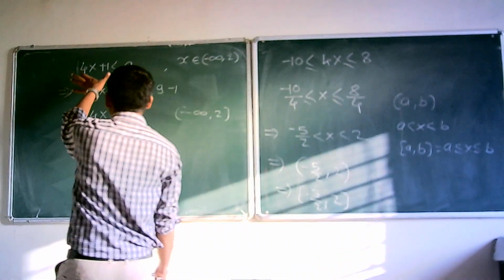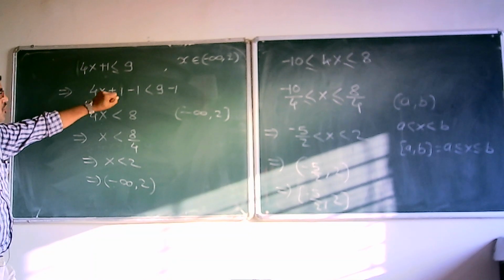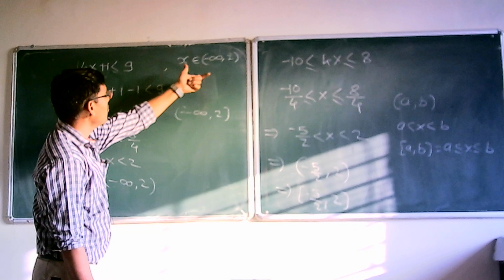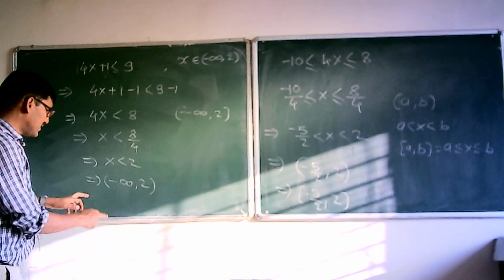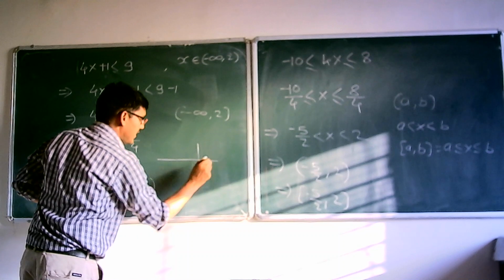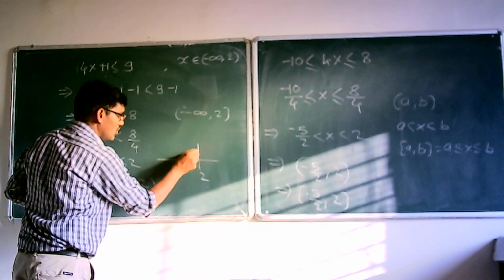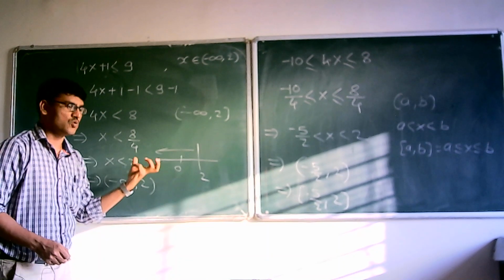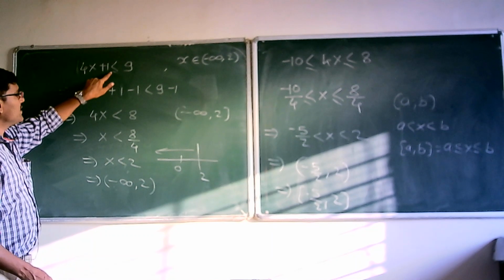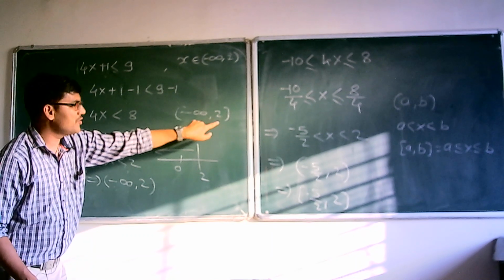So what is the solution of this inequality? If it is less than, then it is the open interval minus infinity to 2, because it is less than 2. Less than 2 means what? Okay, this is a real line, here is the 0, here is the 2. So all x which are less than 2, it is minus infinity to 2. But if it is less than or equal to, then it is minus infinity to plus 2.